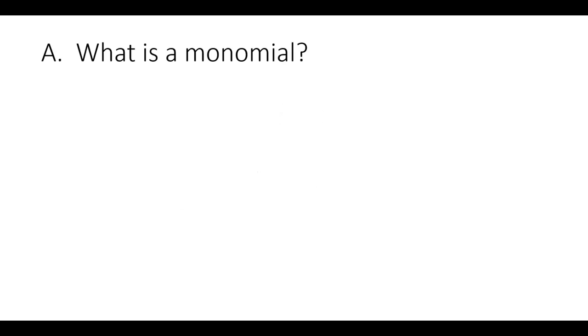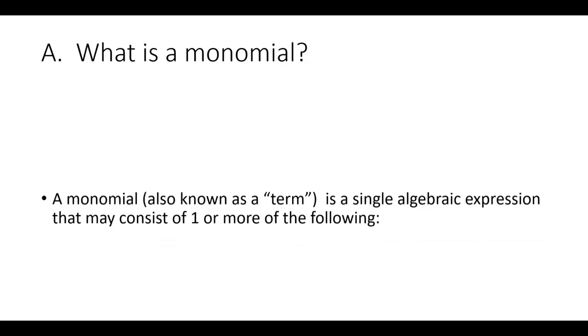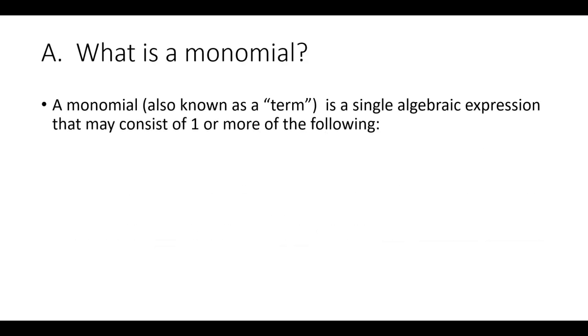All right, so let's start off by talking about some vocabulary. A monomial, which can also be called a term, is a single algebraic expression that may consist of one or more of the following. It can have a constant known as a coefficient. So this would be considered a monomial.